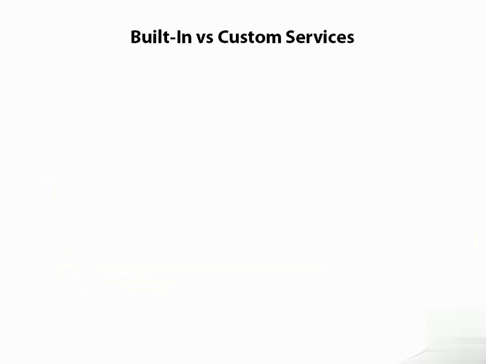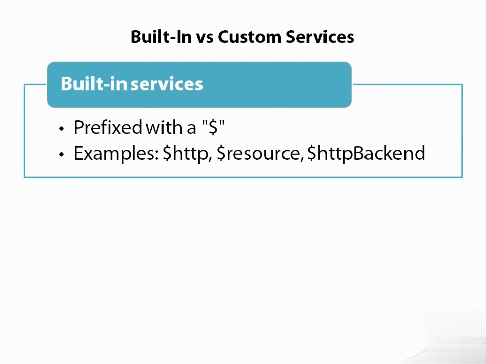Angular has a set of built-in services, but it also provides for the creation of custom services. Angular built-in services are prefixed with the $ sign. We have already covered some of these built-in services. The $http service facilitates communication with remote web servers. We used $resource, which is a wrapper around $http for interaction with RESTful backend web services. And we used the $httpBackend to mock the backend web service so we can run the application without having a web server in place.